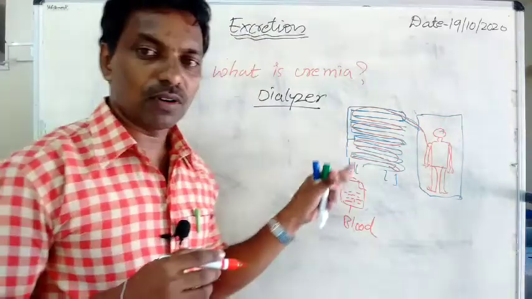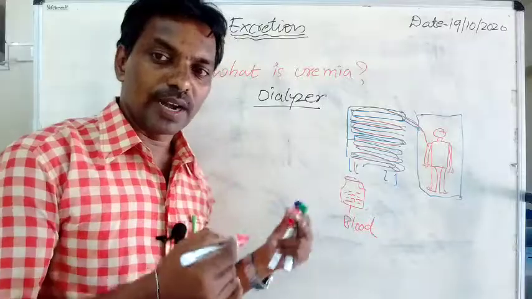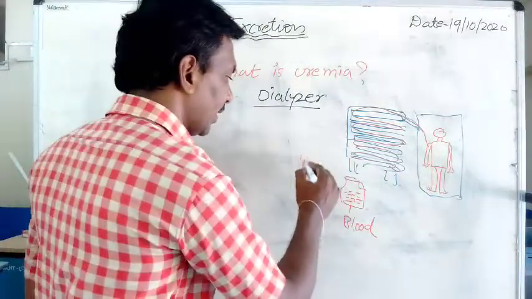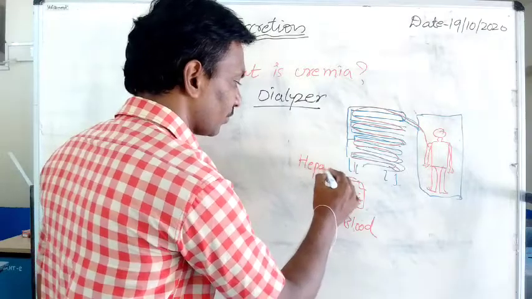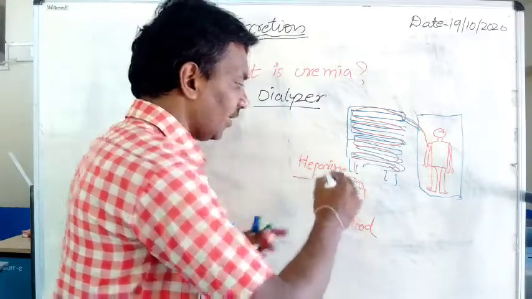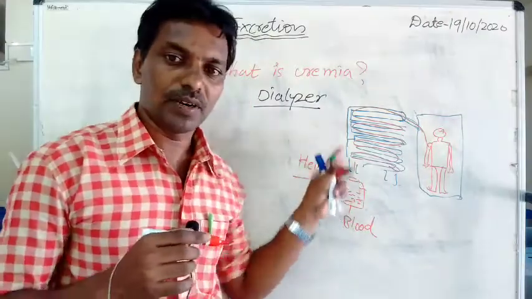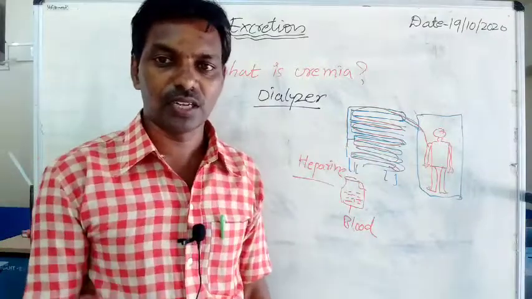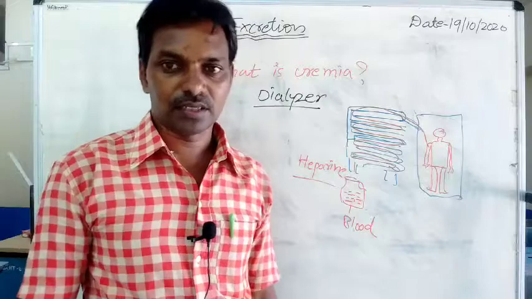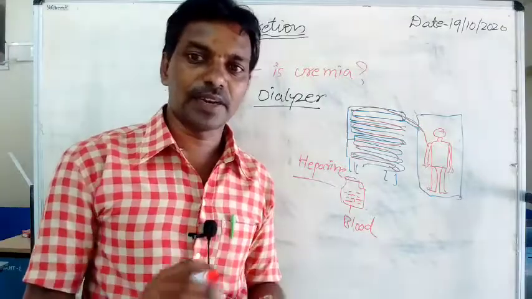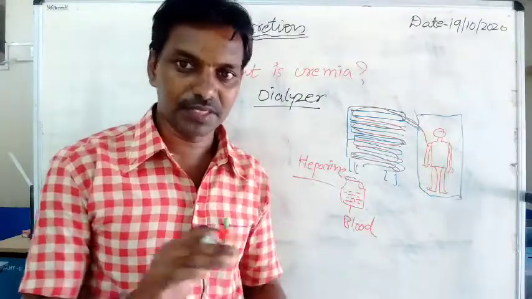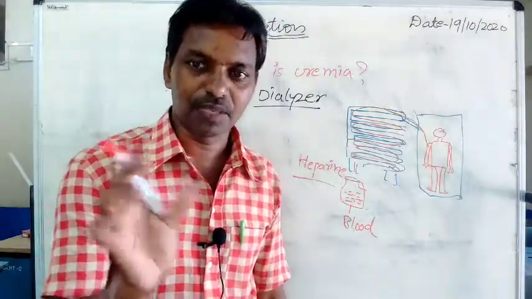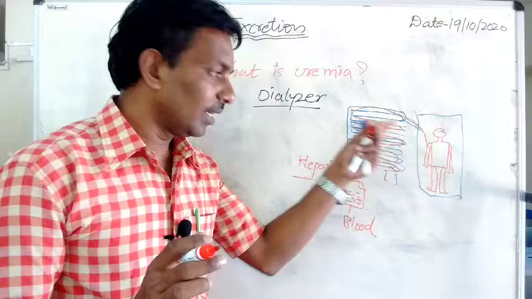Before the blood goes from the artery to the dialyzer machine, they add heparin. This is an anticoagulant, in that bottle and also here in that machine. Whenever the blood moves in those channels, the blood will not clot. In our blood vessels also heparin is there, and due to that, blood will not clot in our blood vessels. Clumping will not occur. It stays in a liquid state.